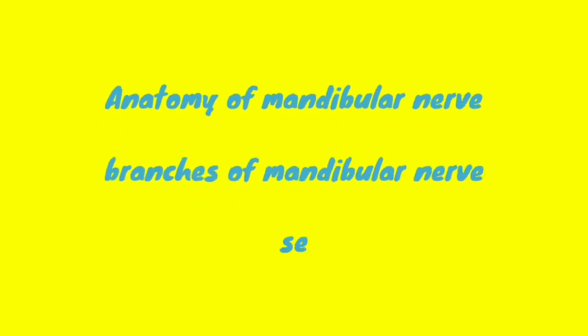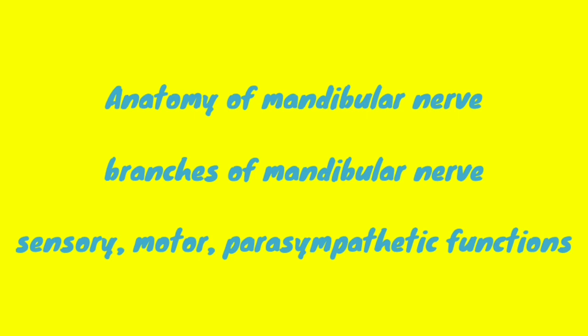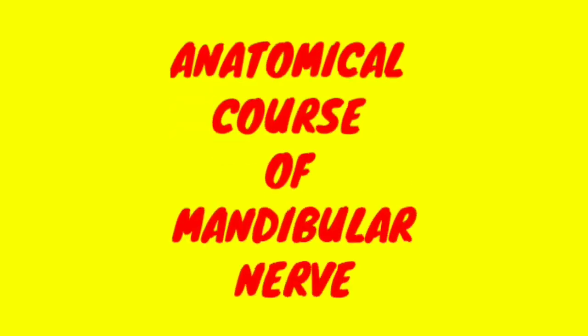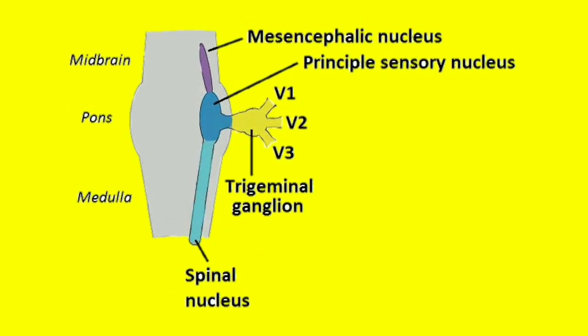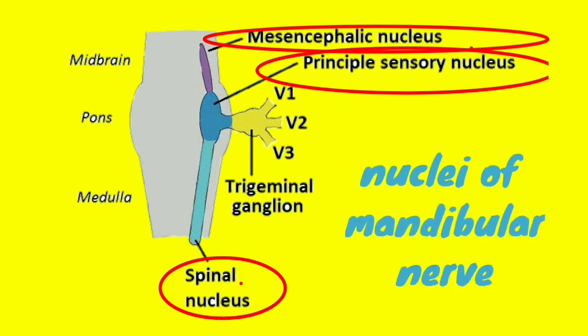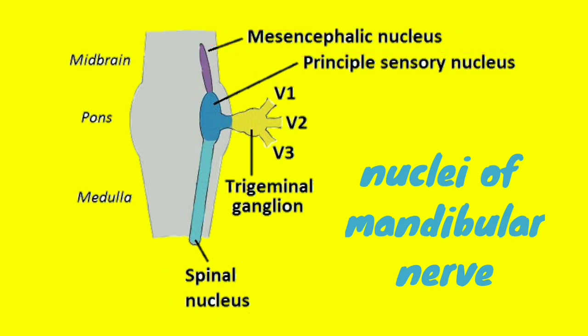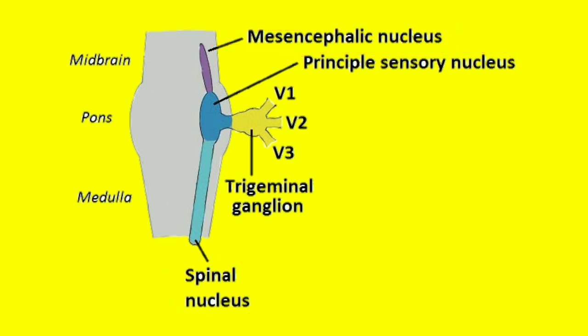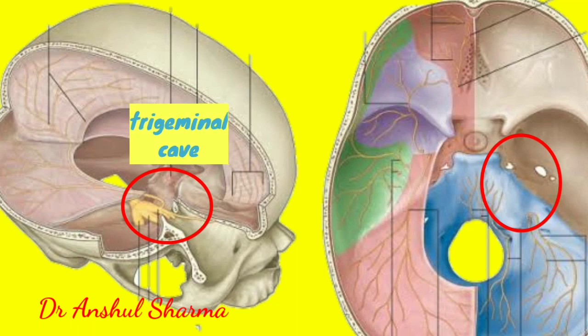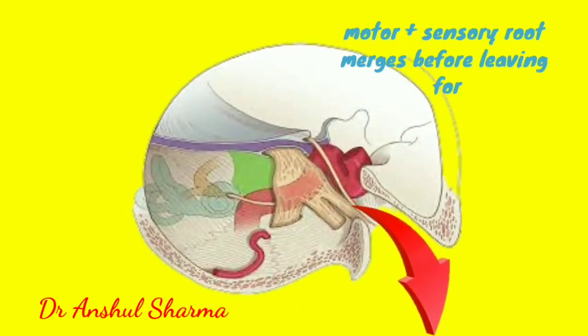In this video, we shall look into the anatomy of the mandibular nerve and its anatomical branches, and its sensory, motor and autonomic functions. So let us first consider the anatomical course. The mandibular nerve contains both sensory and motor axons arising from three sensory nuclei: mesencephalic, primary sensory and spinal nuclei of the trigeminal nerve, and one motor nucleus, also known as the motor nucleus of the trigeminal nerve, respectively. The motor root runs along the floor of the trigeminal cave beneath the ganglion, joining the sensory nerve before leaving the cranium through the foramen ovale.